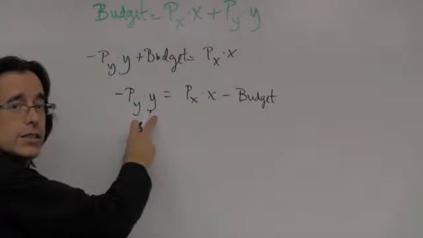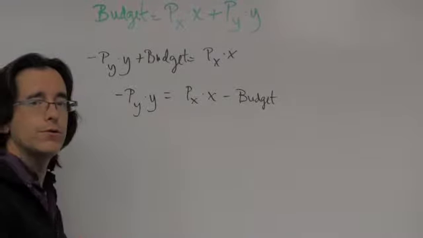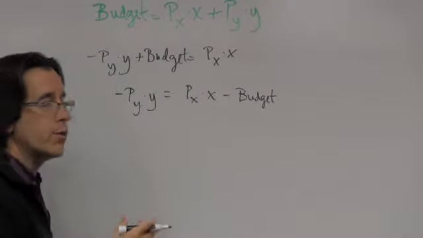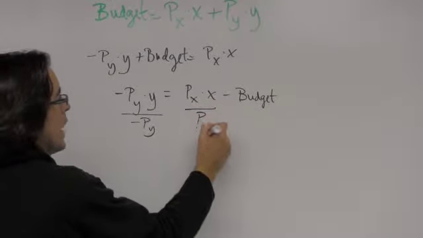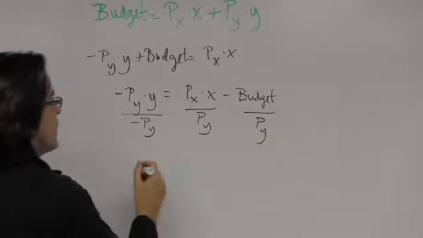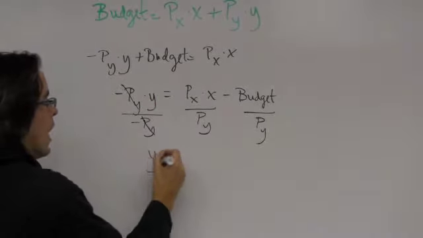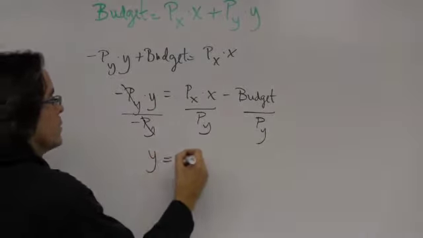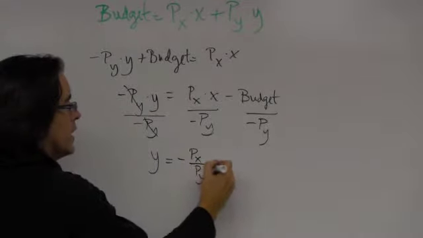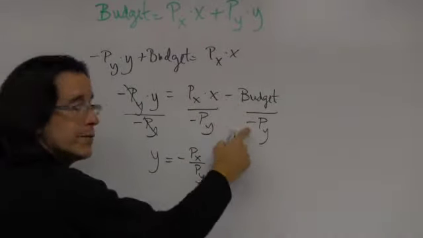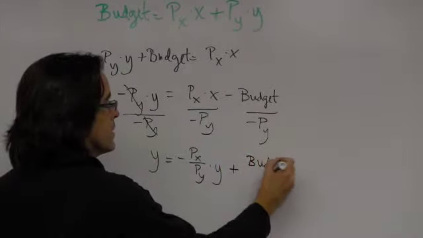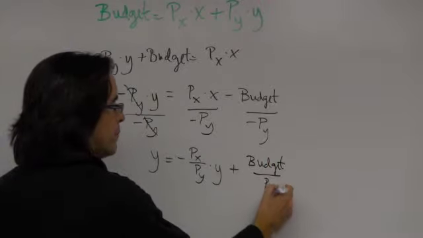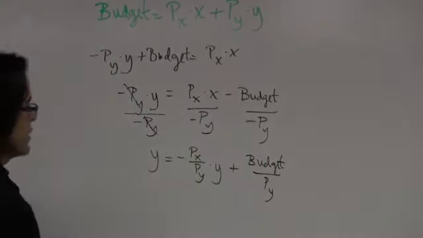The next thing is we have to isolate the Y. Remember, we're going through that y = mx + b form of the equation of a line. So we divide through by Py, the price of Y. This cancels out, and we get Y equals negative Px over Py times X. And because we have two negatives here, that makes it a positive. We get plus the budget divided by Py.